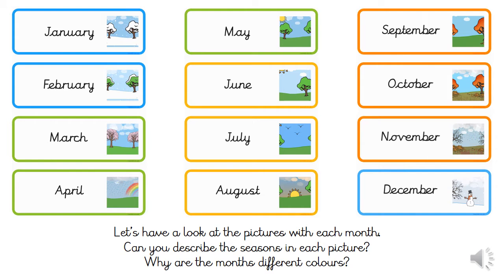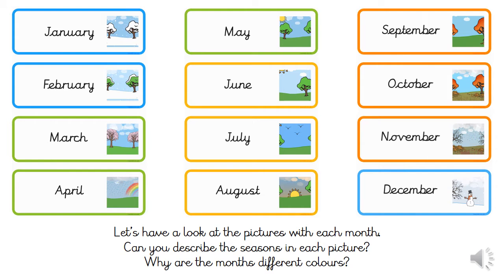Now let's look at April. What's happening now? There is lots of rain in April normally. And there's sun, and rain and sun make a rainbow. Very nice.